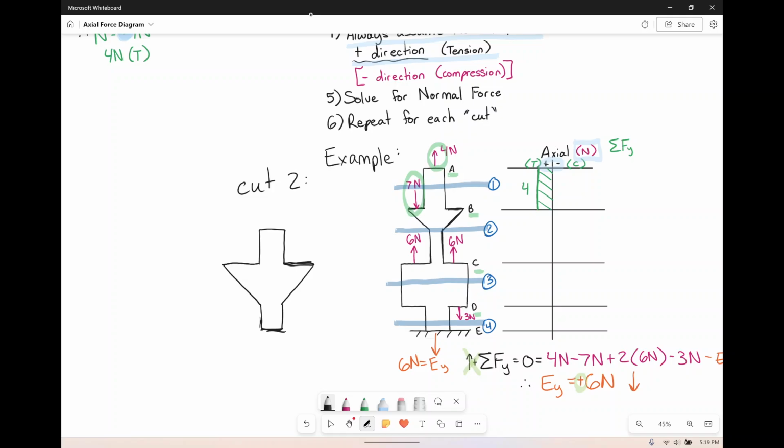Yeah, so it's a very terribly drawn thing, but it is what it is. We got 4 newtons again going up. We're pretending that cut 1 never happened. Then we got 7 newtons going down over here. Then we have the cut. Again, the cut surface is right here. Always have normal away from the cut face, which is tension, so that's going to be going down here. There we go. That's all that's going on at cut 2.